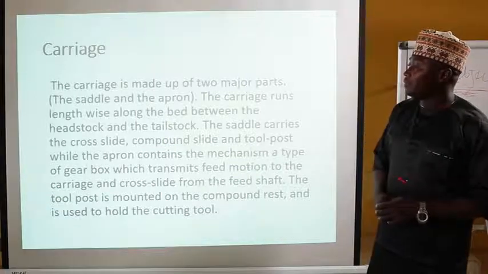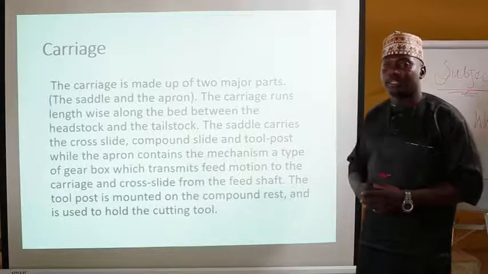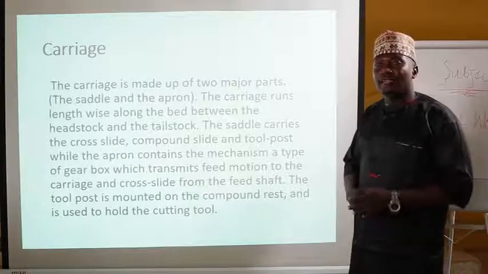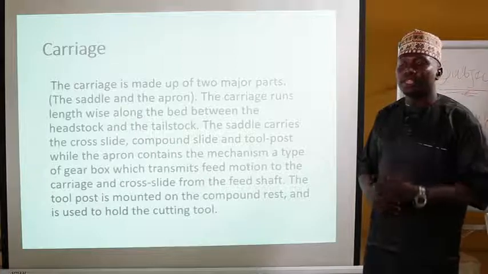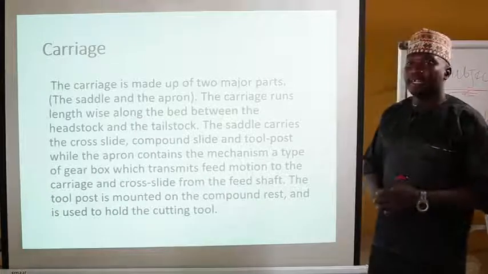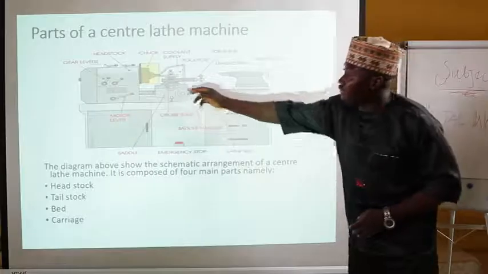Now, the saddle carries other parts on it. They are the cross slide, the compound slide, and the tool post. They are all on the saddle. While the carriage moves, the longitudinal movement of the carriage on the bed makes the workpiece be turned on the headstock end. Now, this is the carriage.